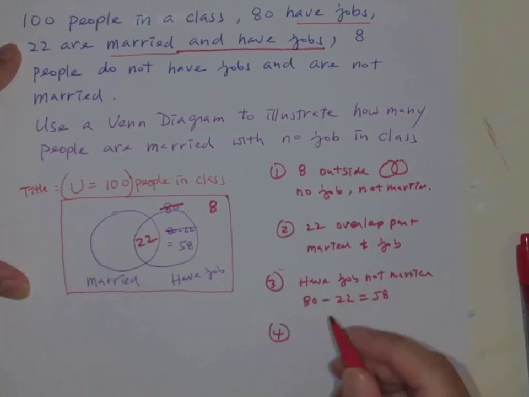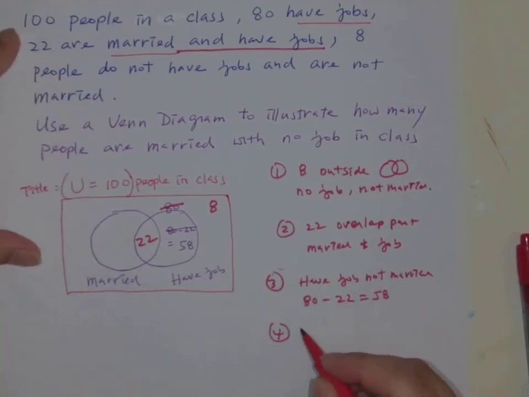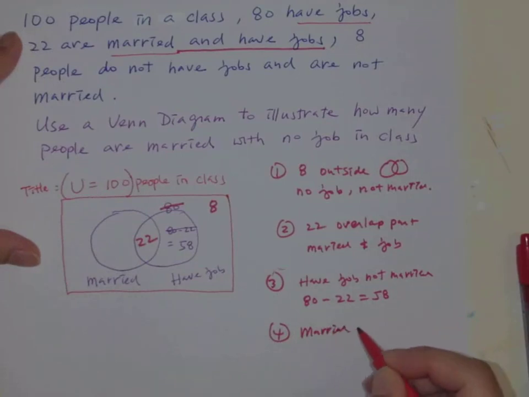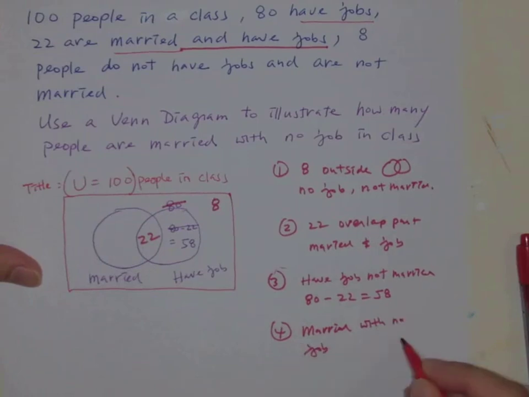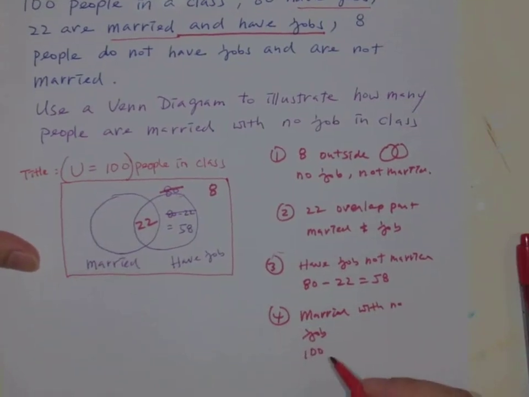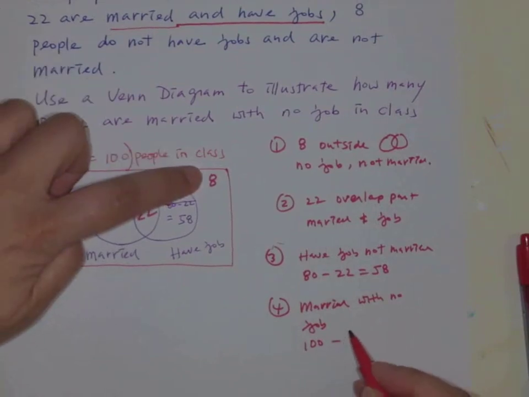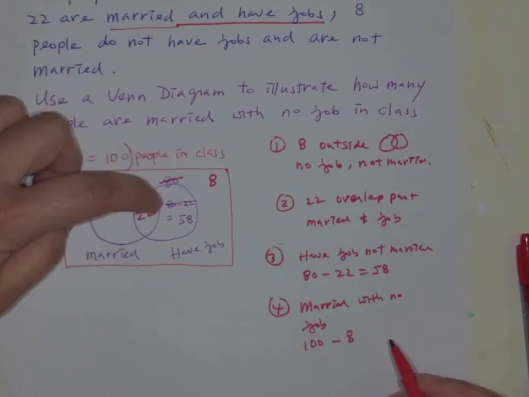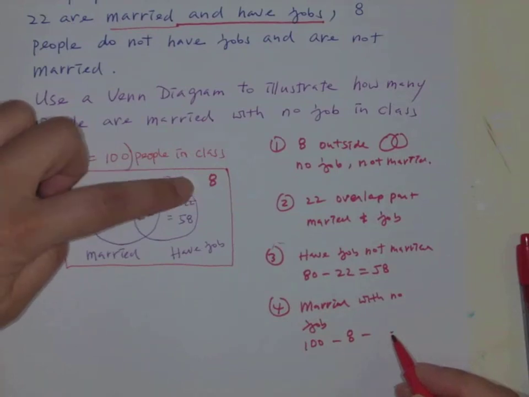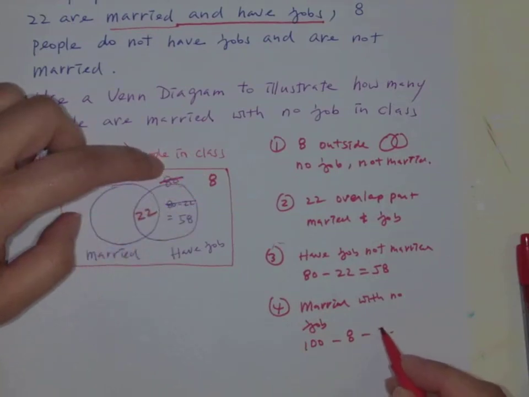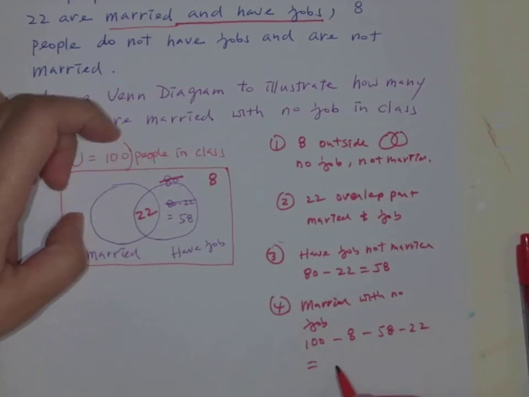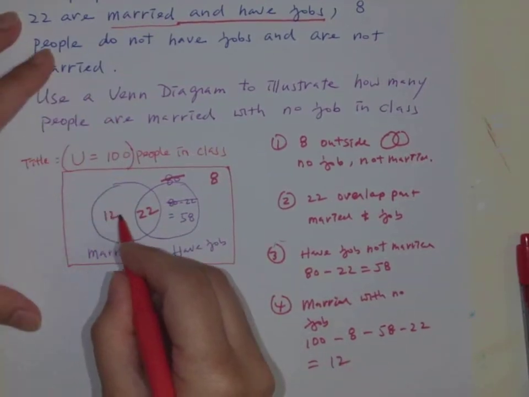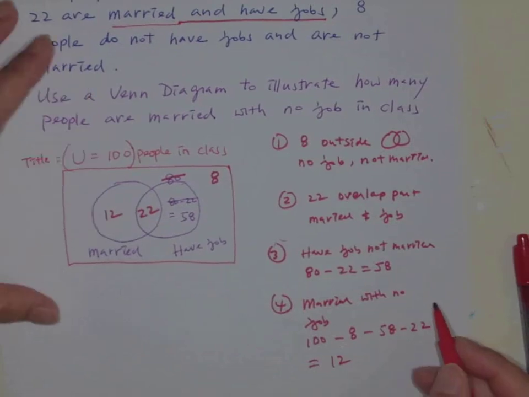So number 4 would be, this is the married, not in a job circle, with no job. It's going to be 100 total, subtracting the one no job, not married, the part that is, oh, you can subtract an 80 here. 58 subtract 22, so that should give me 12 here. So 12 is the part that is married but no job.